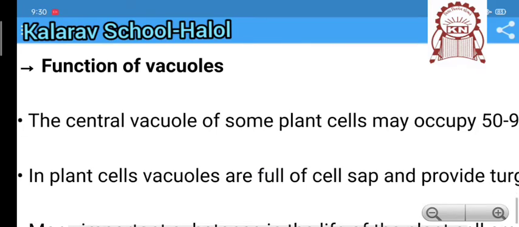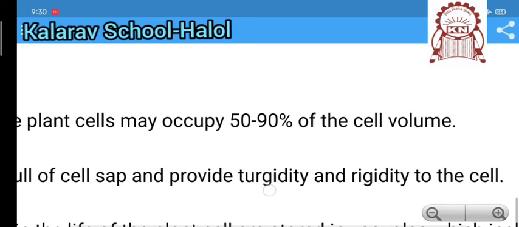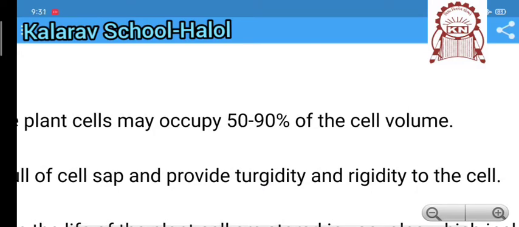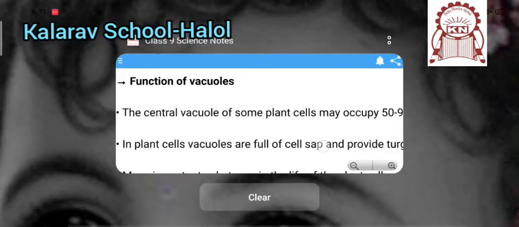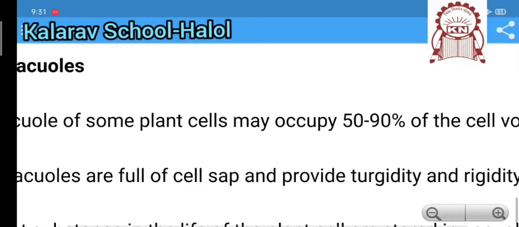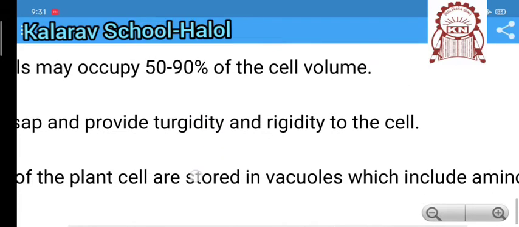Next is the function of vacuoles. The central vacuole of some plant cells may occupy 50 to 90% of the cell volume. What does it mean? That much of the cell volume is already occupied by the vacuole. In plant cells, vacuoles are full of cell sap and provide turgidity and rigidity to the cell, and allow entry and removal of material.